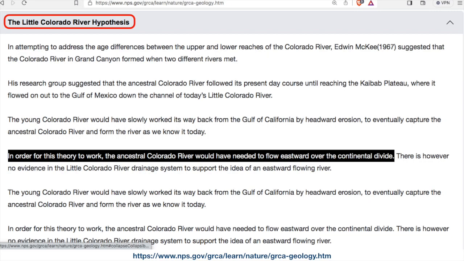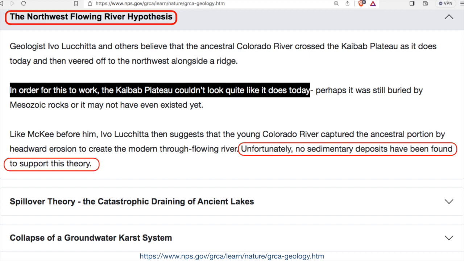Okay, and so here's the four theories of how the Grand Canyon got there. None of them work. Little Grand Canyon hypotheses. In order for this theory to work, the ancient Colorado River would have needed to flow eastward over the continental divide. Well, that didn't happen, so throw that out. And the northwest flowing river, in order for this to work, the Kiabab Plateau couldn't quite look like it does today. And so throw that one out too.